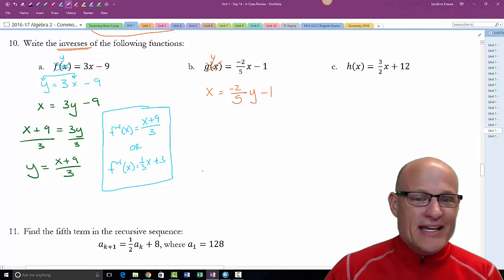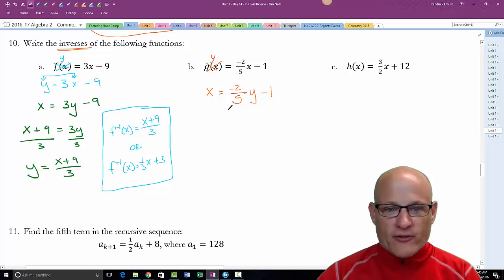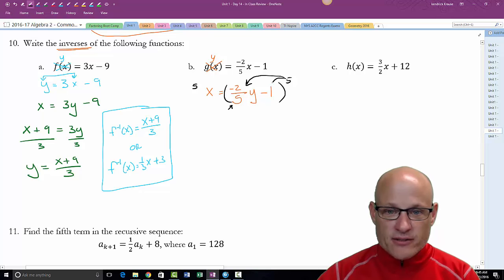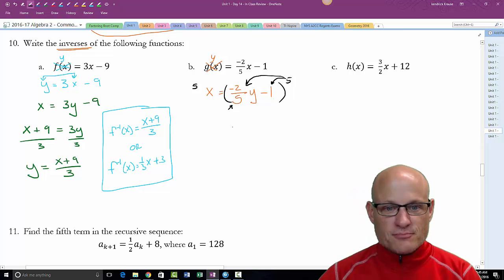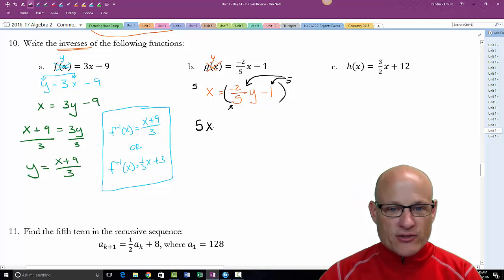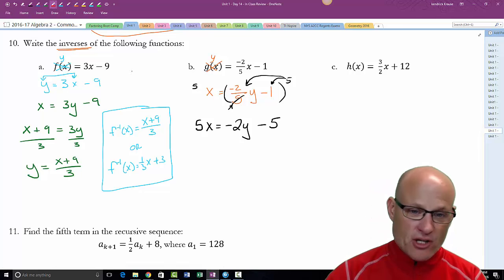So we're going to get rid of them. The easiest way to get rid of a nasty little fraction is to multiply through by whatever you want to get rid of. In this case, a 5. So we're going to multiply this side by 5, and we're going to multiply this whole side by 5 as well. That's really distributing the 5 there and distributing the 5 there. Once you do this, the magic starts to happen. You end up with 5x equals, now here, the 5s are going to cancel, so I get negative 2y minus 5.